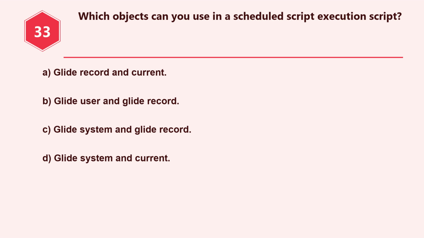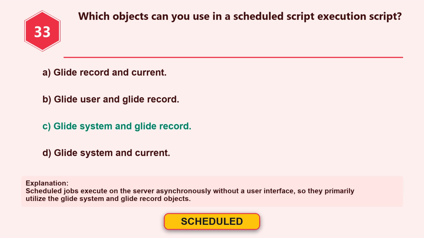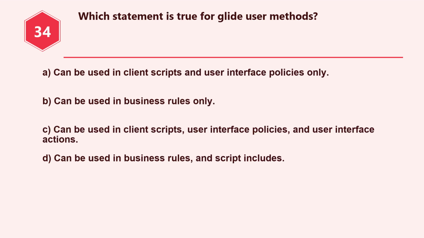The correct answer is option C. Glide System and Glide Record. Scheduled jobs execute on the server asynchronously without a user interface, so they primarily utilize the glide system and glide record objects. Question 34. Which statement is true for glide user methods?